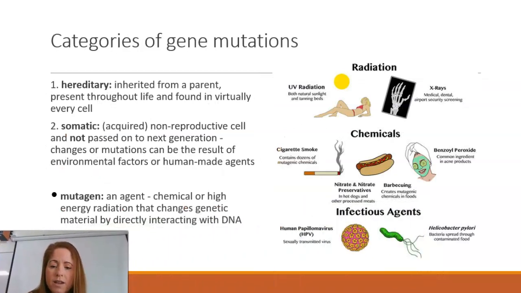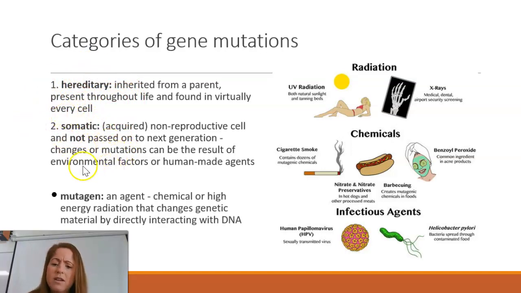So there's different ways in which we can end up with mutations, specifically gene mutations. We can inherit those. So we can inherit mutations from our parents. And this is actually really important because some mutations are advantageous, and that's what drives natural selection. And so not all mutations are bad.